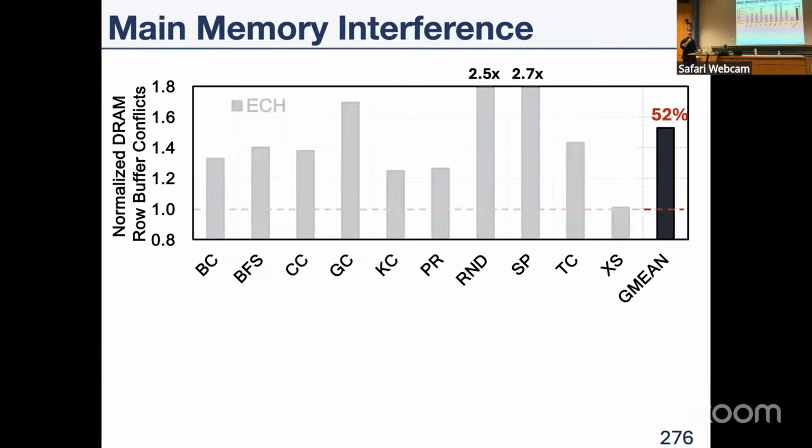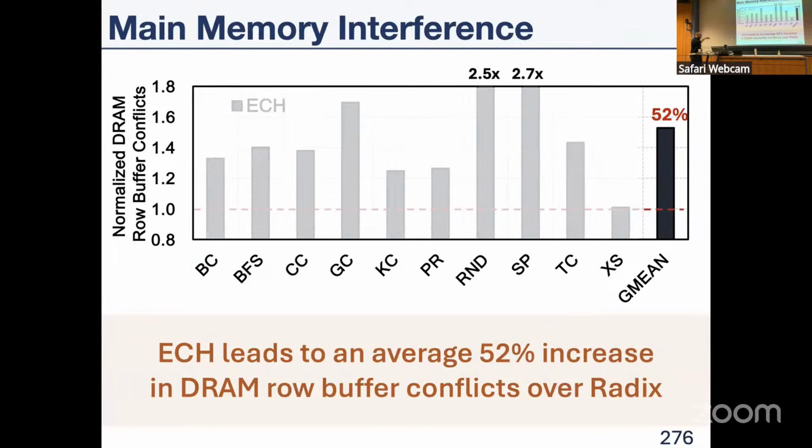But at the cost of what? At the cost of a much higher amount of DRAM row buffer conflicts. Even though elastic cuckoo hashing reduces the page table walk latency, it increases the amount of conflicts caused in DRAM. Why? Because it performs multiple accesses per page table walk.